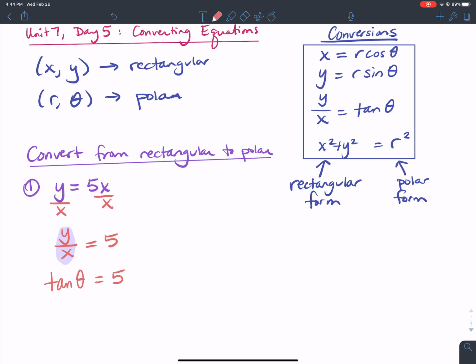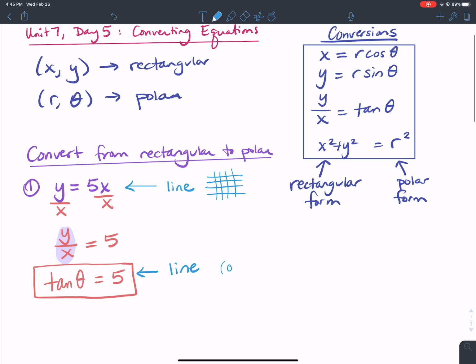All right, and once we do that, this is now a polar equation. So what we're saying is that if we graph this in rectangular, this is a line. If we graph this in polar, it's still going to look like a line. If you graph this on this kind of graph paper, it makes a line. If you graph this on this kind of graph paper, it's still going to make a line. Okay? So the pictures look the same. It's just a matter of how you would graph them on the paper.